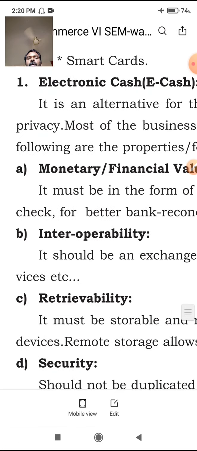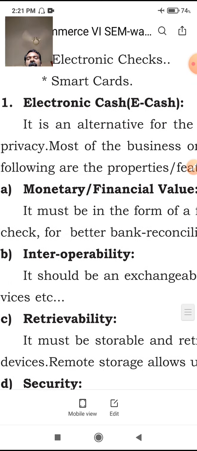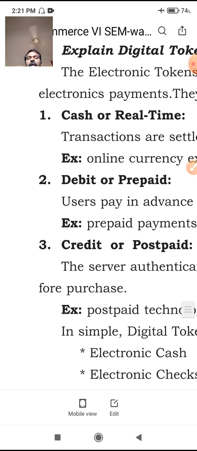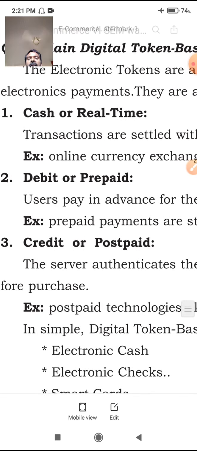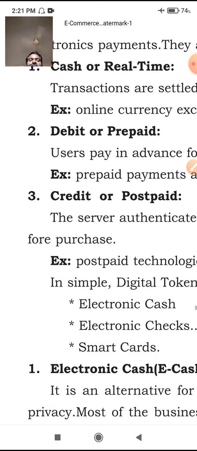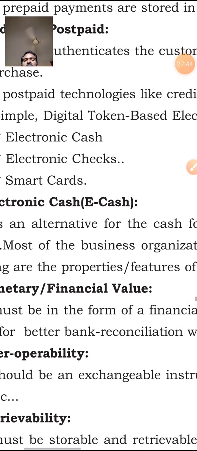Okay, so the first one is financial electronic cash cards. Then the second one is debit or credit cards. Then the third one is credit cards, debit or prepaid cards, credit or postpaid cards. Okay, so the first one, electronic cash, e-cash.